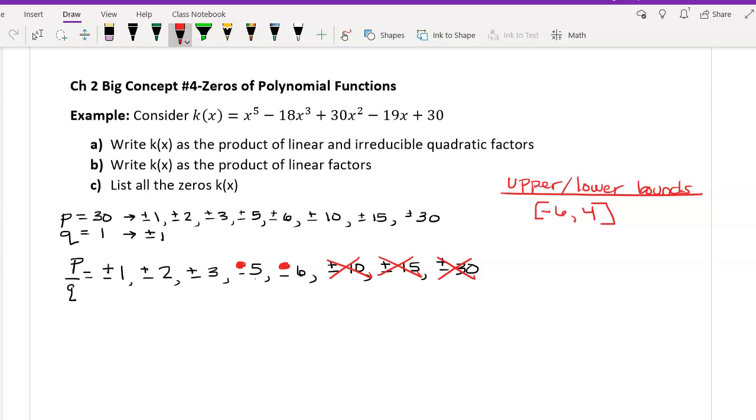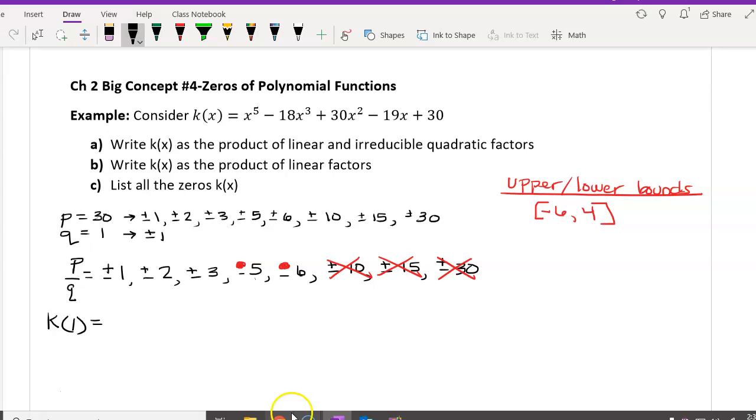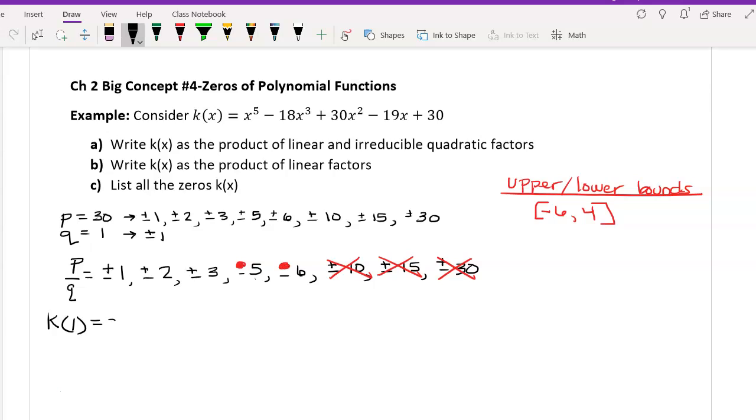So now let's talk about that remainder theorem. Let's see if we have any remainders. We're going to substitute each of these values into our function k of x. If it equals 0, that means it is a factor. If it does not equal 0, that means there is a remainder. So let's take a look. The first one we have is k of +1. At this point, you guys are in pre-cal, so I would expect you to know how to evaluate a polynomial function. So k of 1 equals 24, so not a factor.